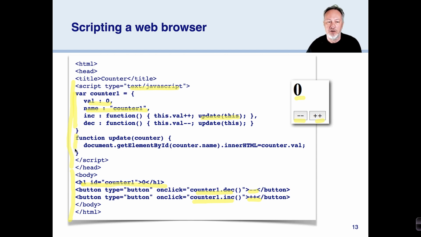What does the function update do? Well, it's going to access the DOM tree of this web page, and it will find the element which has the ID counter1, and that's this guy here. And it's going to set its value to the current value of the counter. So by clicking here, we will update the value of the counter and will also update the web page.